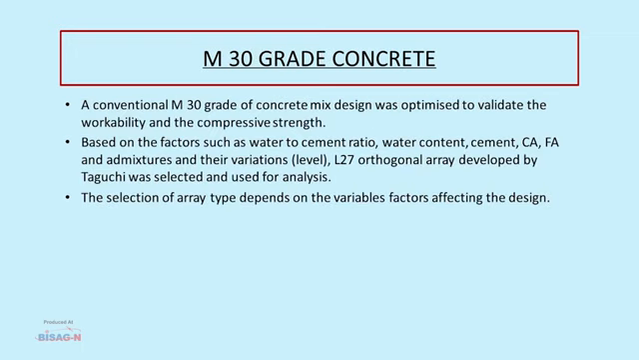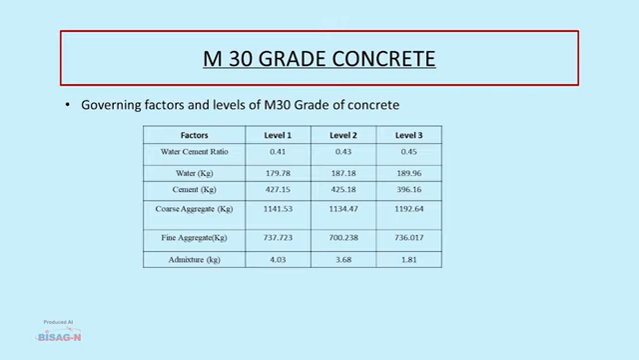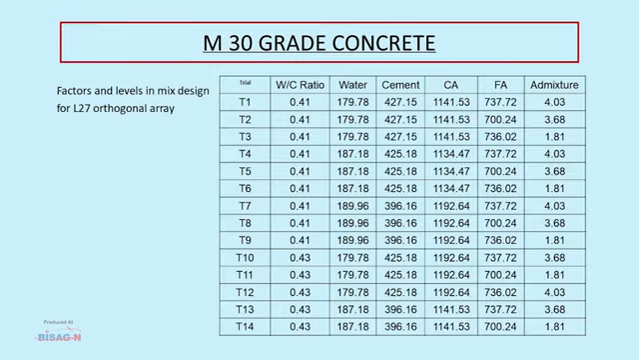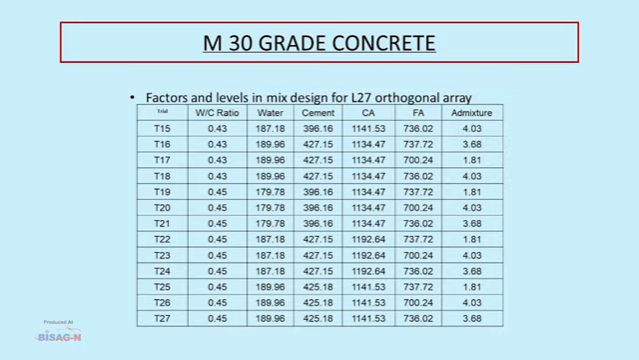Now, for M30 grade of concrete, in the conventional M30 grade of concrete mix design, which was validated for workability and compressive strength, again based on factors such as water to cement ratio, water content, cement, coarse aggregate, fine aggregate and admixtures and their levels, the L27 orthogonal array was selected, and the governing factors for the M30 grade of concrete are as follows. There are 6 factors, each having 3 levels. Factors and levels decide the L27 orthogonal array, which indicates that we have to conduct 27 trials.